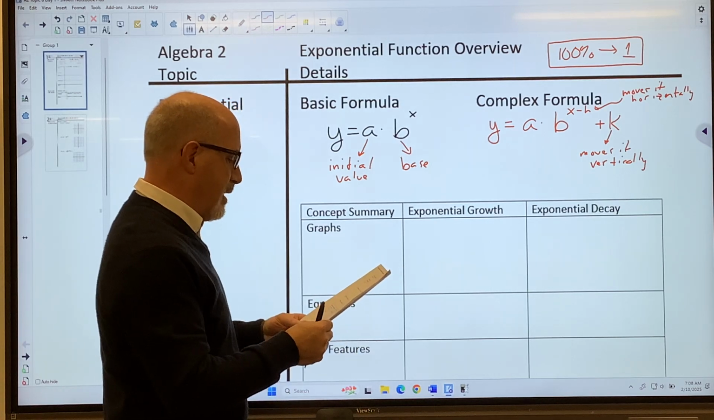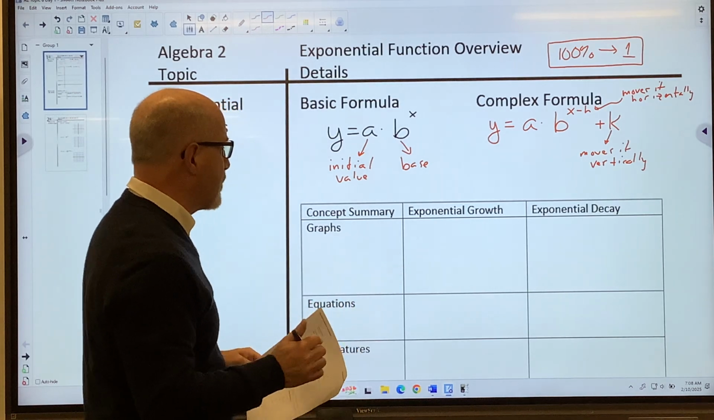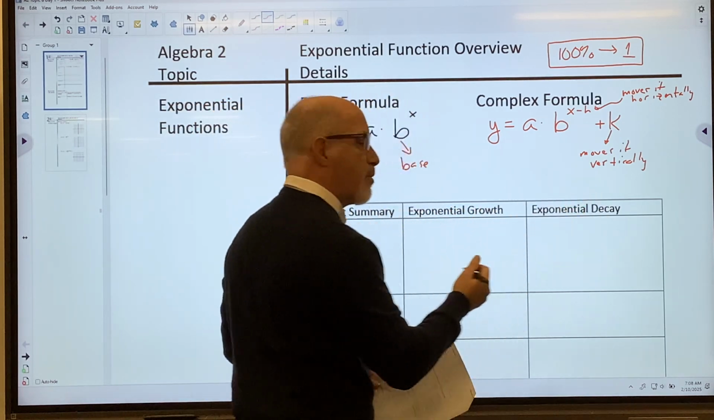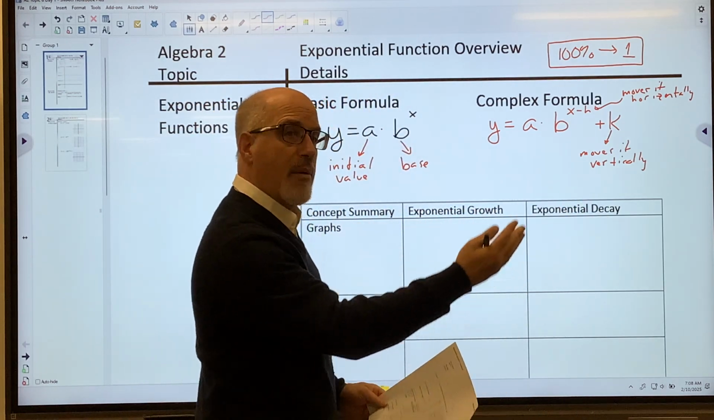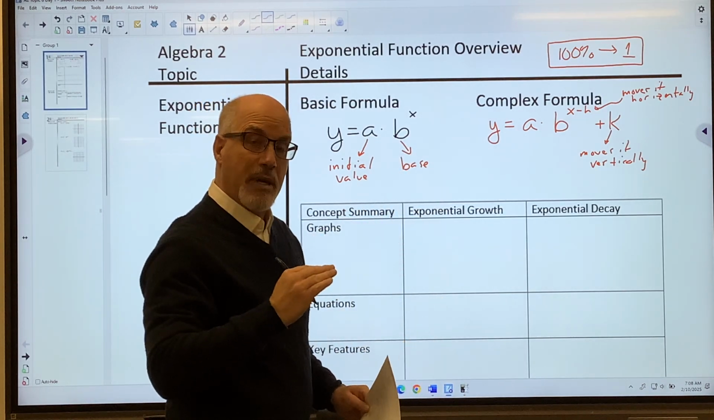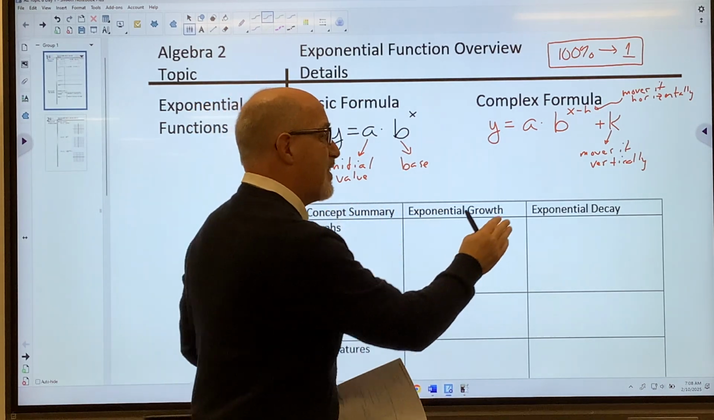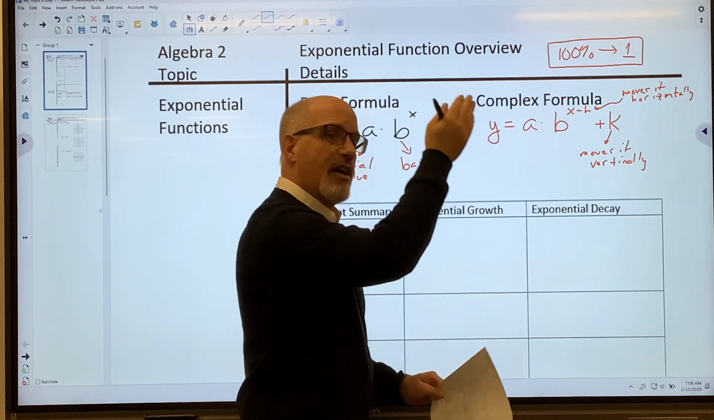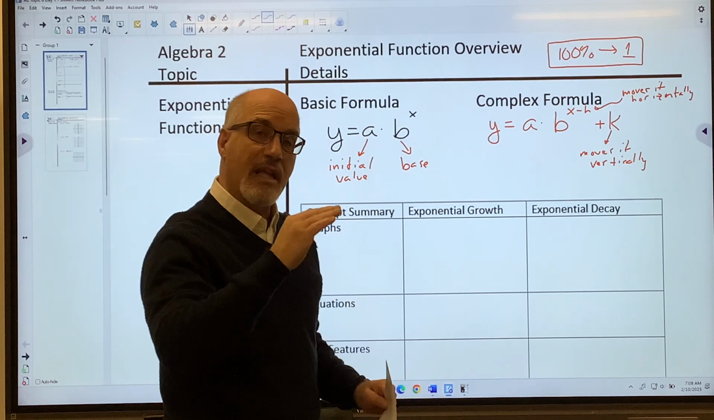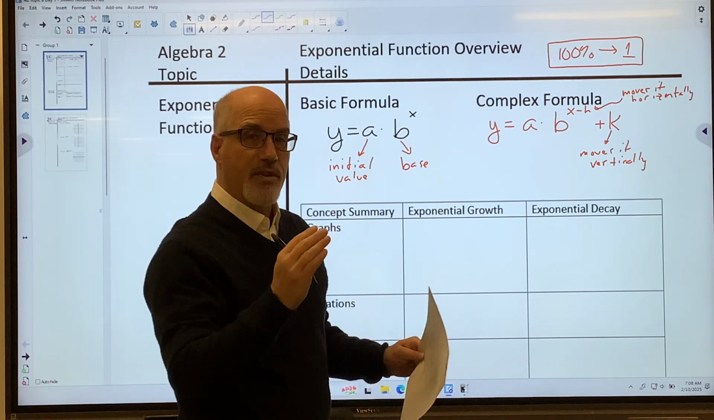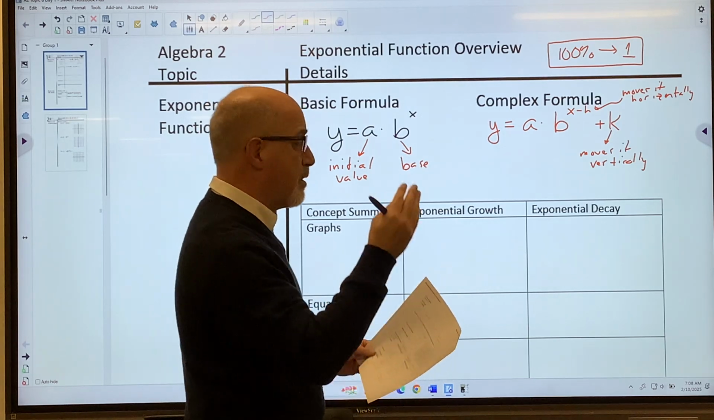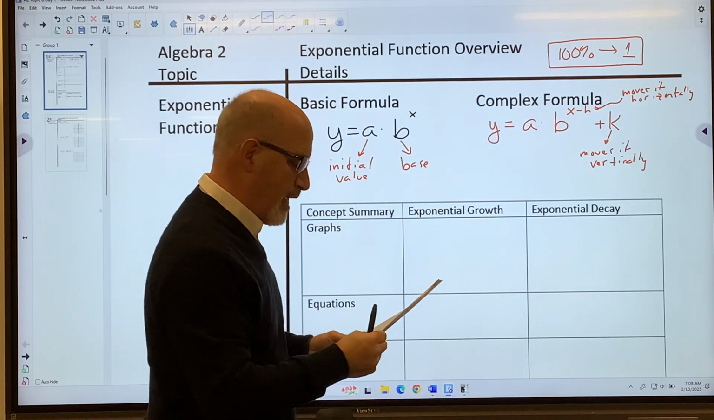So let's look at what the basic graph looks like for each of these. The 2 things we're going to look at are growth and decay. Growth is when the value goes up, so the base value will be above 100%, and decay is when the value goes down. That's when the base value is going to be less than 100%, like for instance, 0.75 would be a base value that would have the value decay.